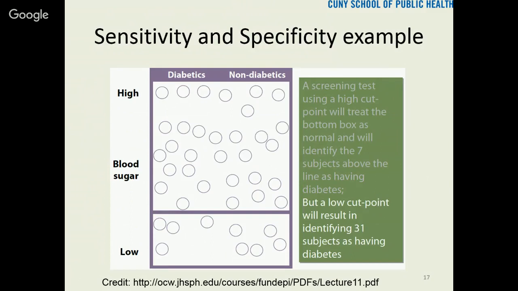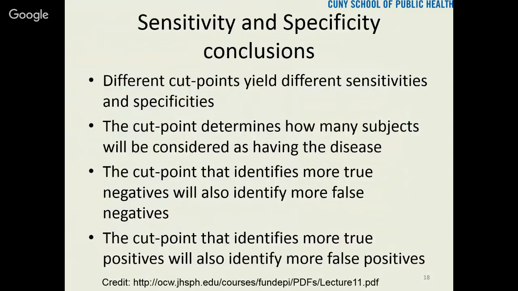So the high threshold, all we know is that we identified 7 people. The low threshold identifies 31 people. We know that there would be different sensitivities, specificities, PPV, NPV for those different decisions. I think we've covered all of these points already, but they're there in your notes for you.